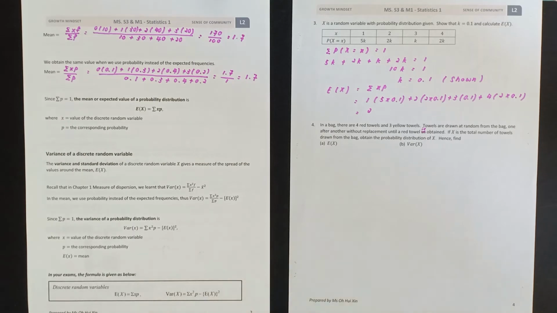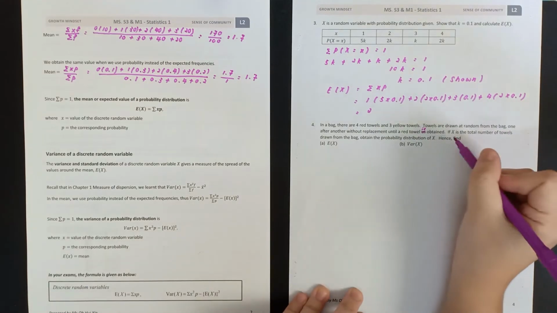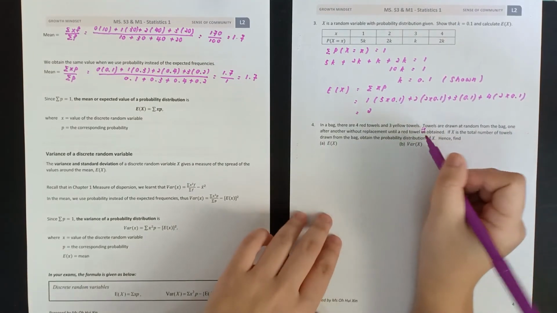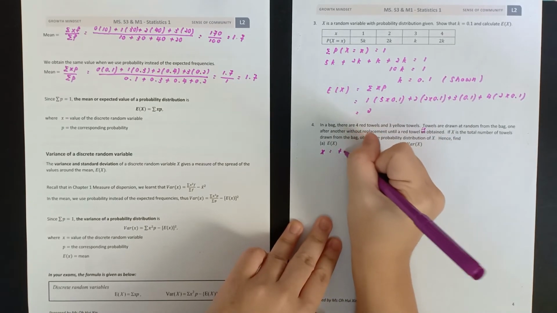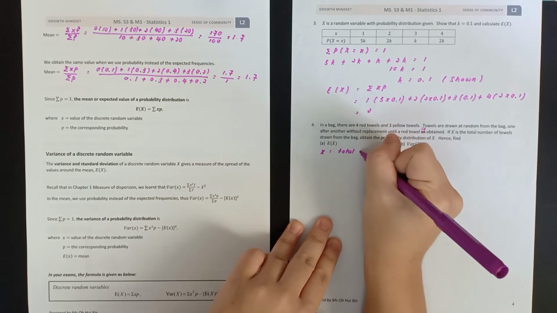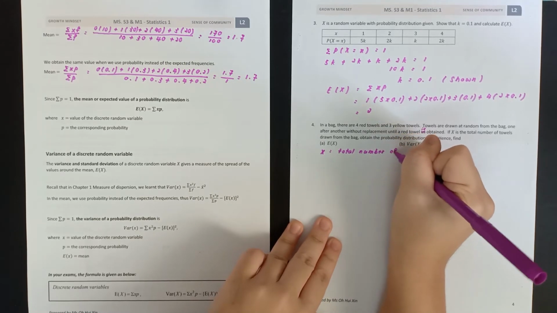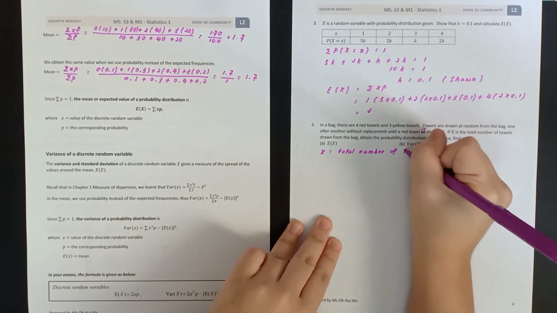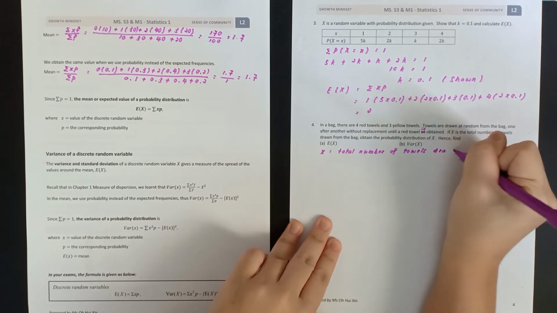Okay, so now we need to create the table like yesterday, like Wednesday. Let's try to assign first. Write down again what x means. For this question, x actually means the total number of towers drawn from the bag.